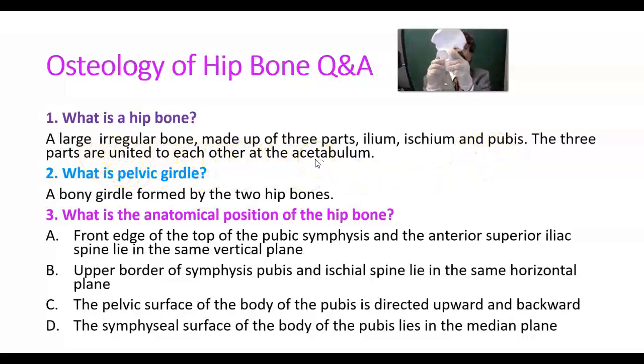So this is the irregular bone. It has three parts, the ilium, the ischium and the pubis, and they are united at the acetabulum. What is pelvic girdle? A bony girdle formed by two hip bones. So we have two hip bones that form a bony girdle, that is called pelvic girdle.